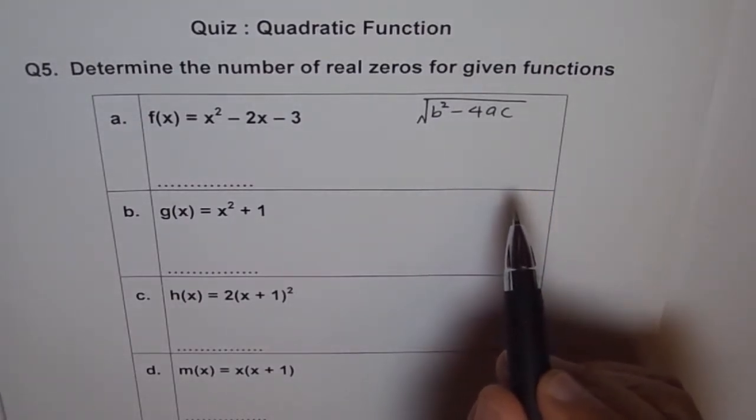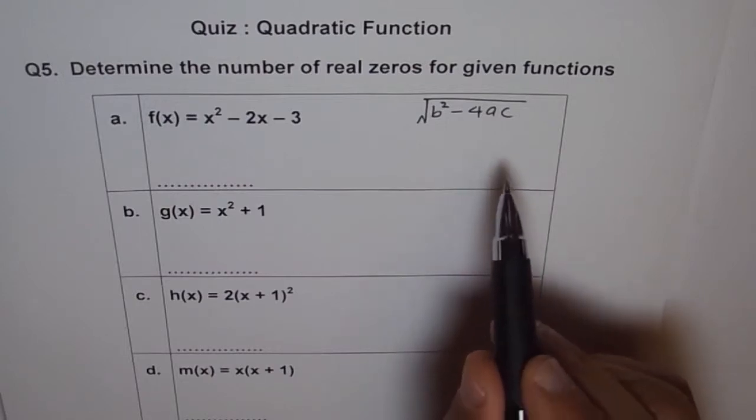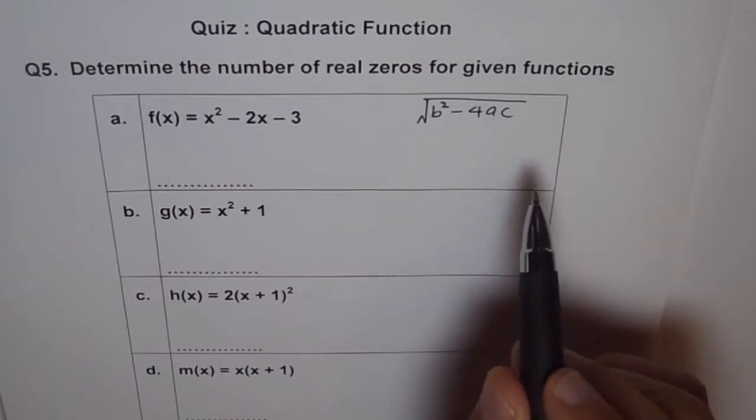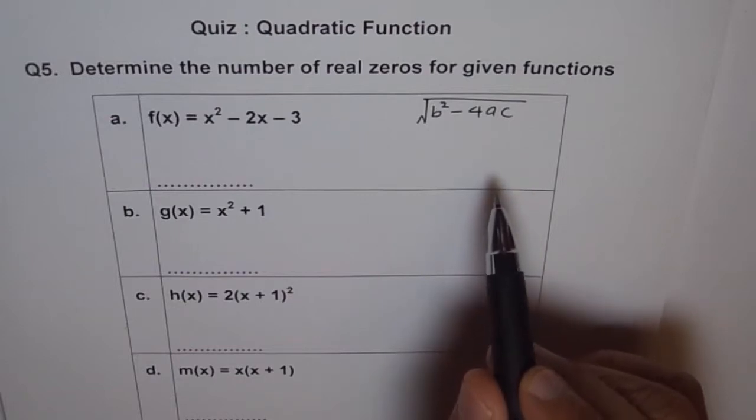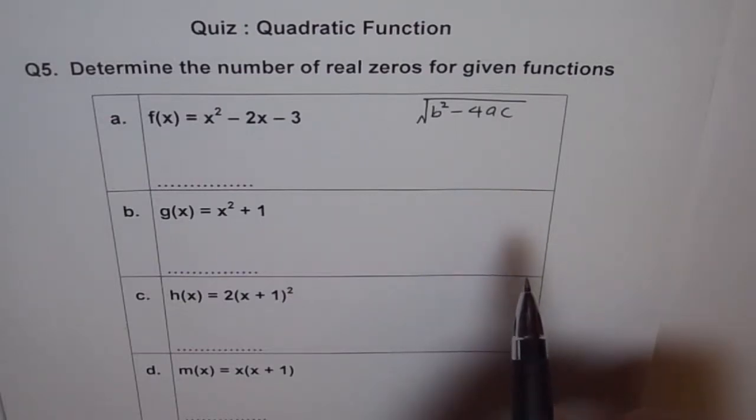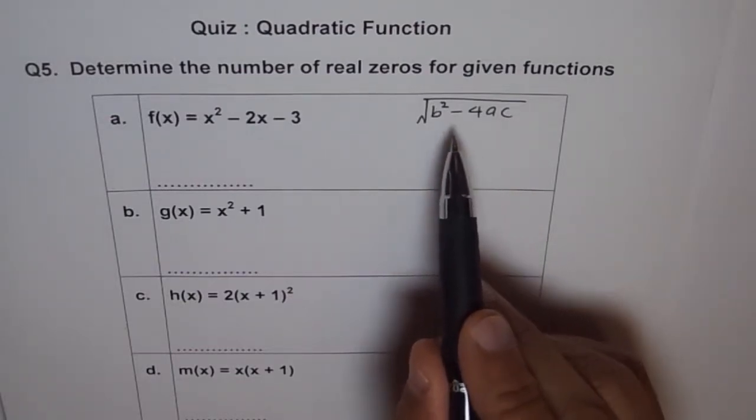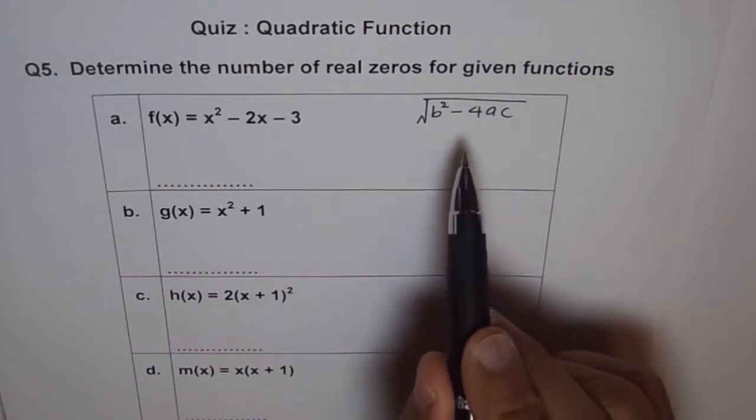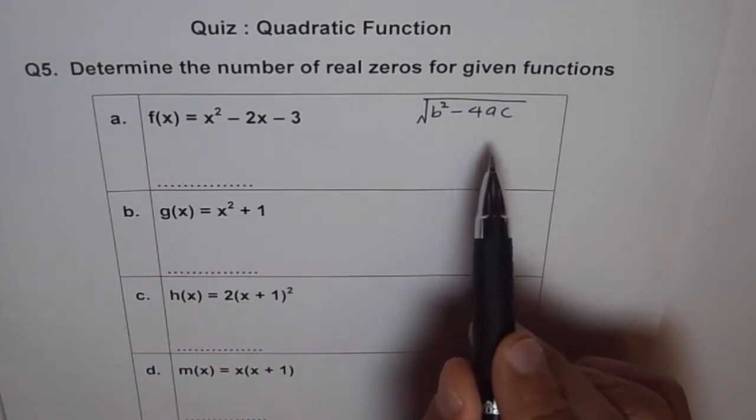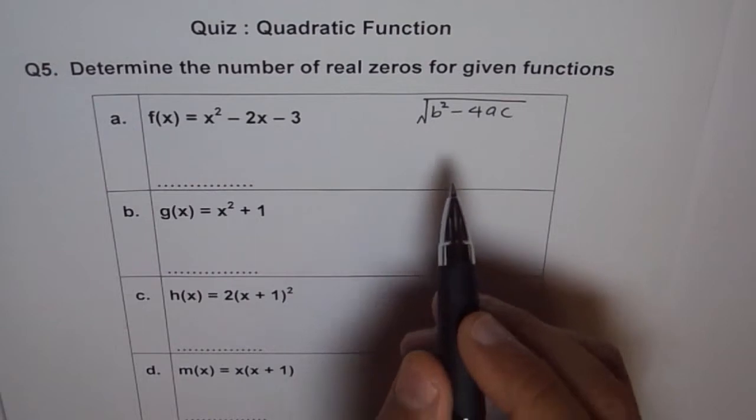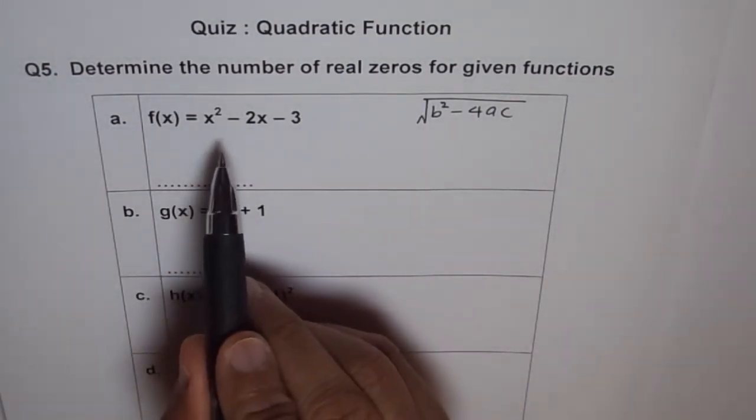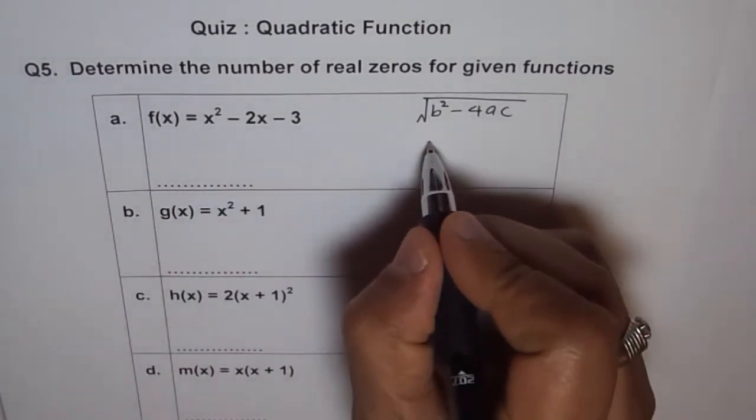Now that 1 real zero actually gives you two roots at the same point. And when we say it is positive and 2 real zeros, we mean 2 distinct roots, 2 different separate roots. Now here, what is b for you? b is minus 2. So let's calculate.